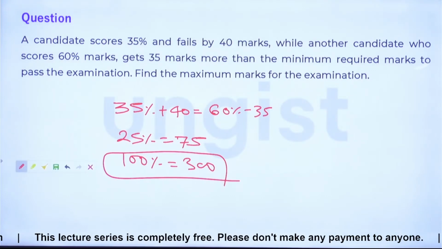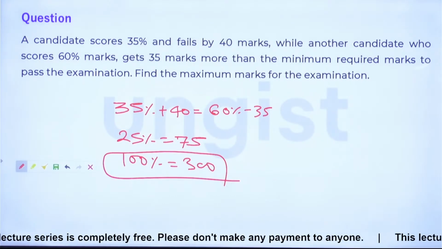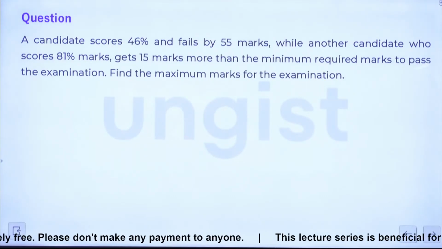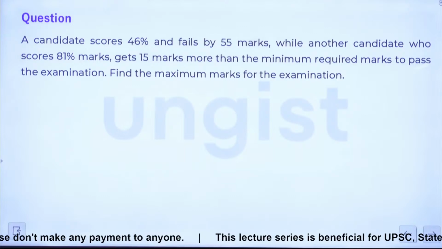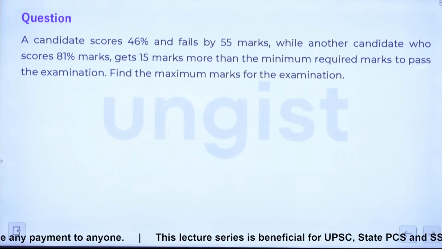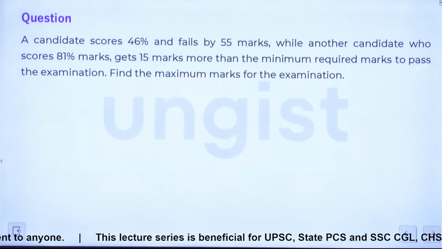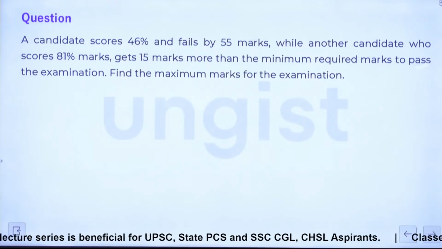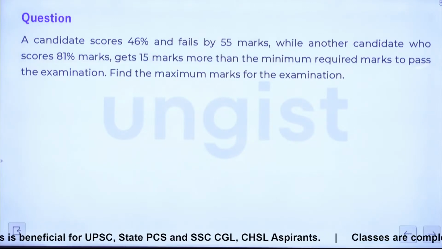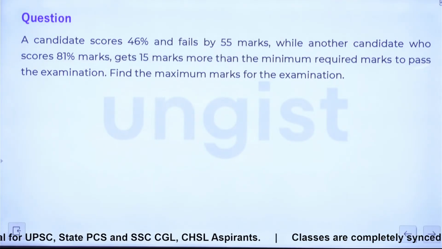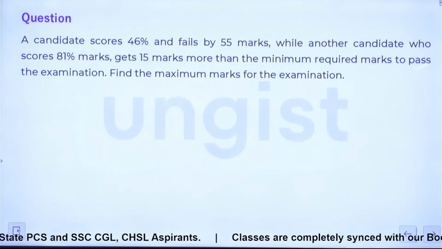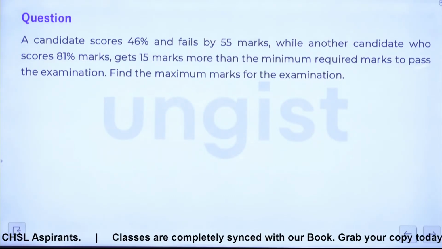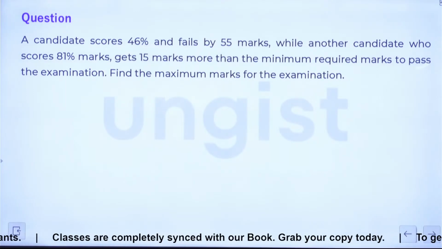Let's move ahead. Okay. The next question is, try this, tell me like this. Yes, you tell please. 46% plus 55 is equal to 81% minus 15. Yes. What is the difference? 200. 200 is the answer. That's great.